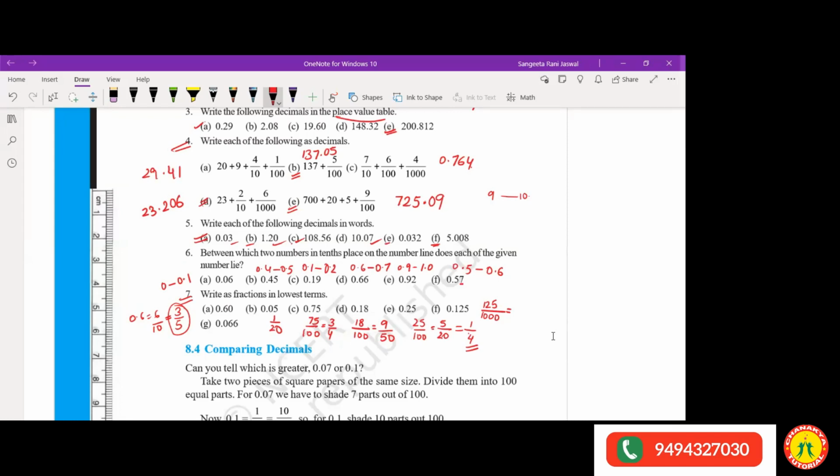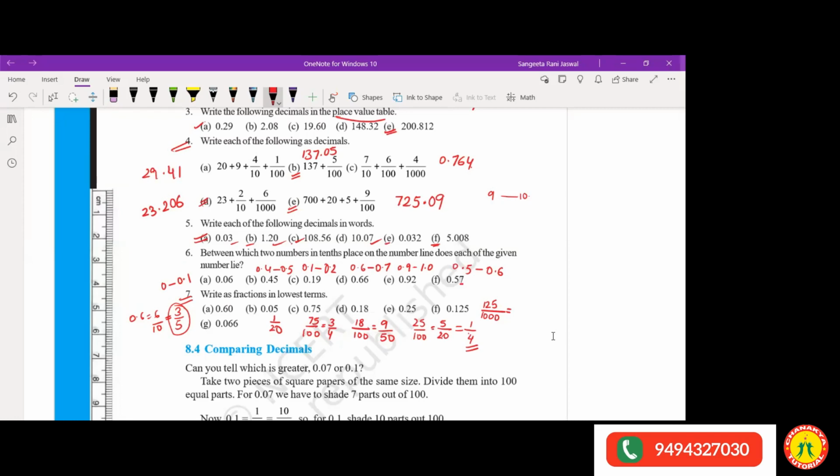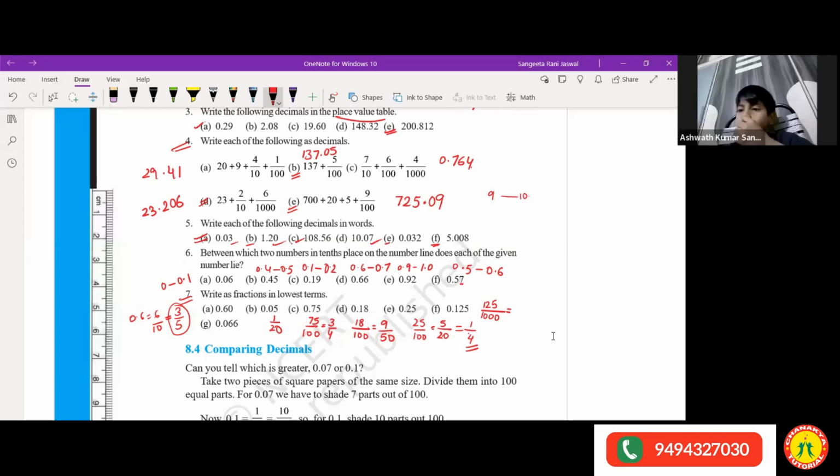What are you doing in your notebook? Yes, ma'am. So divide both numbers by 5. When you divide both numbers by 5, what do you get? When you divide 125 by 5, what do you get? Ma'am, we will get 25 by 200.